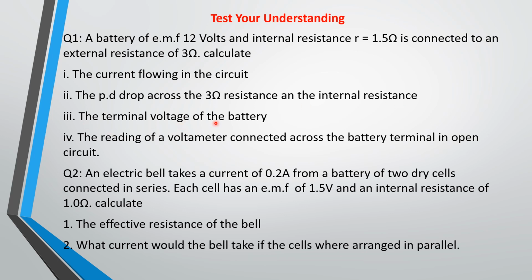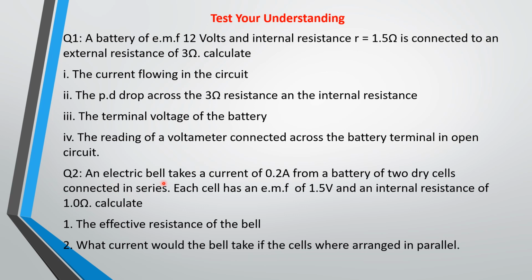The terminal voltage of the battery is same thing as the terminal PD. The reading of a voltmeter connected across the battery terminal in open circuit is equals to what? It is equals to the total EMF. Remember that we define EMF as the PD across a cell when it is in an open circuit. So you should remember those definitions and then know how to solve this problem.